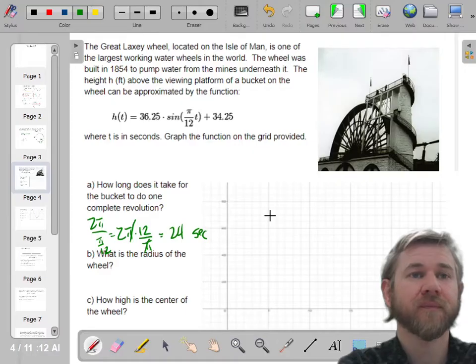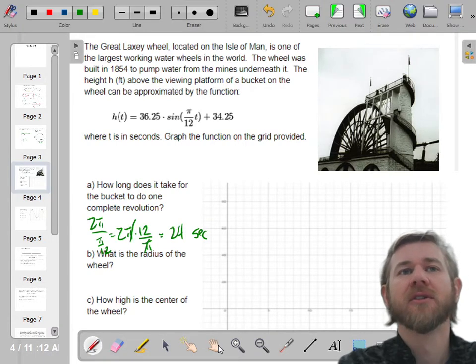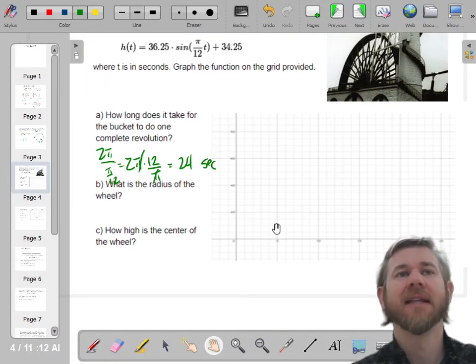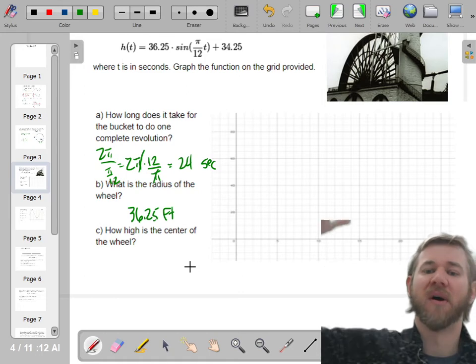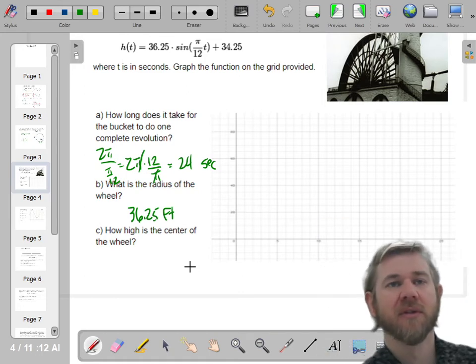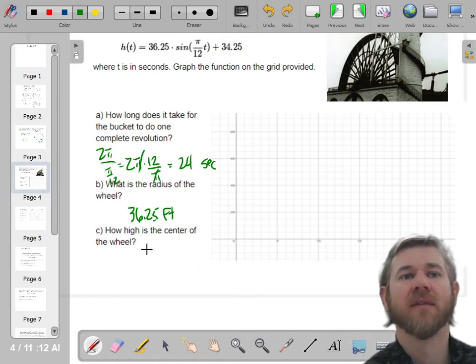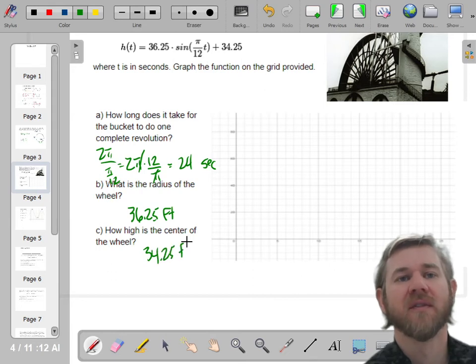Cool. What's the radius of the wheel? The radius of the wheel would be the amplitude. The amplitude here is 36.25 feet, because if you're at the middle and you go above or below, that's your amplitude. And then how high is the center? That's your vertical shift, so 34.25 feet.